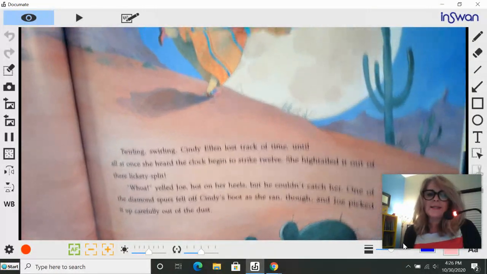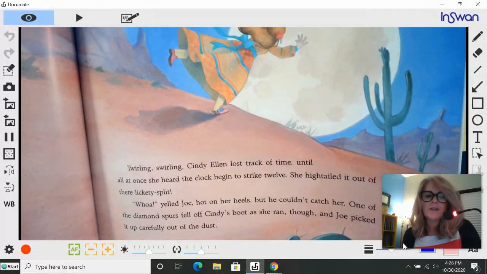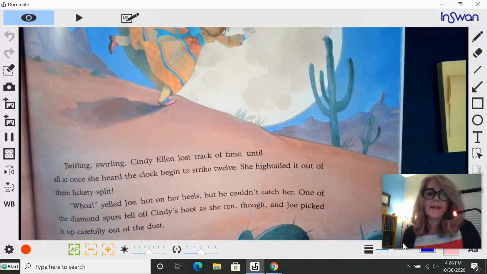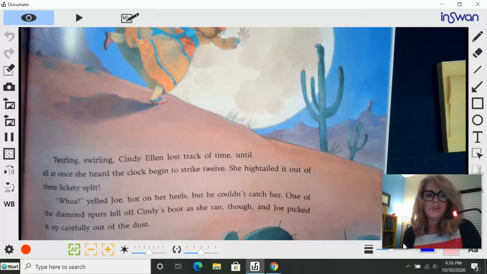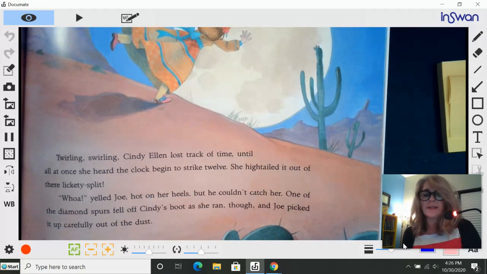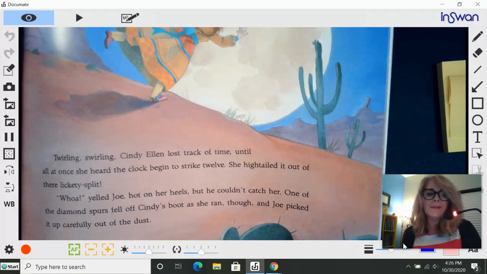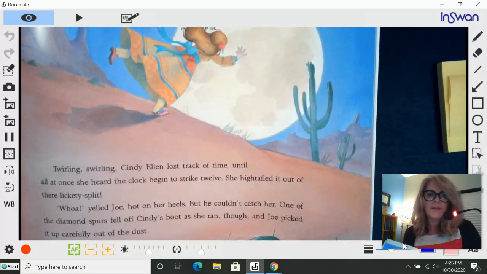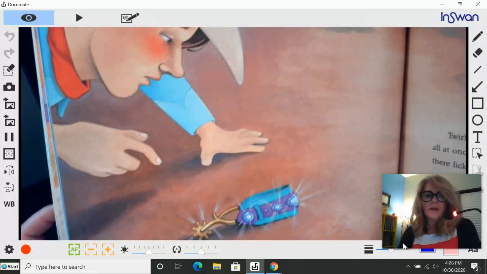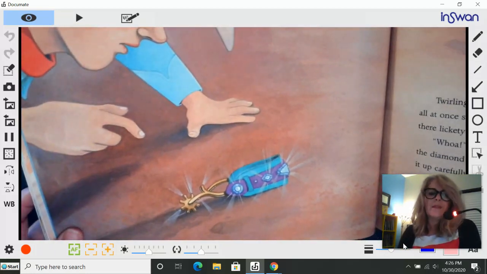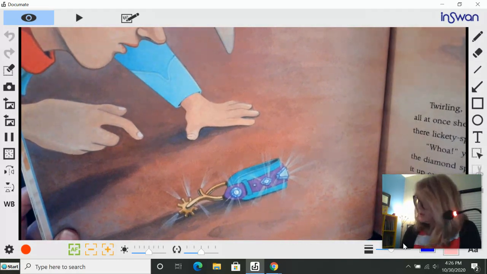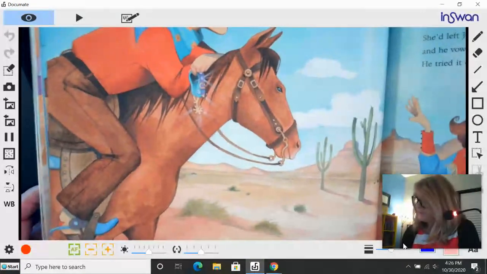Twirling, swirling, Cinder Ellen lost track of time until all at once she heard the clock strike 12. She hightailed it out of there, lickety-split. "Whoa!" yelled Joe, hot on her heels, but he couldn't catch her, and one of the diamond spurs fell off Cindy's boot as she ran, though, and Joe picked it up carefully out of the dust. So there she is running off, and here is Joe looking at the spur that fell off. So that's very similar to the glass slipper falling off.